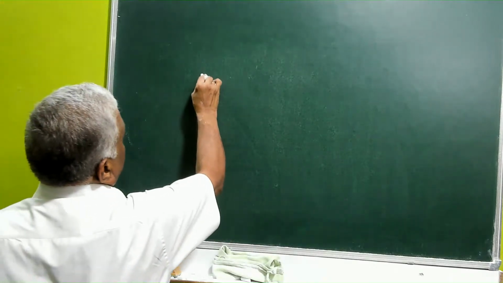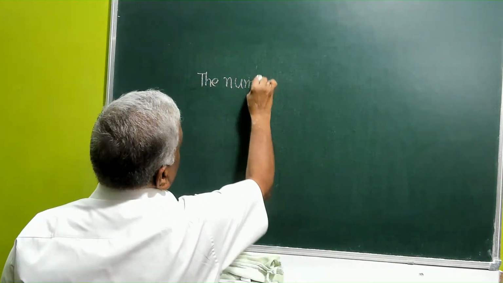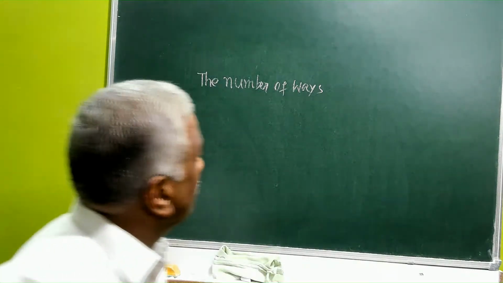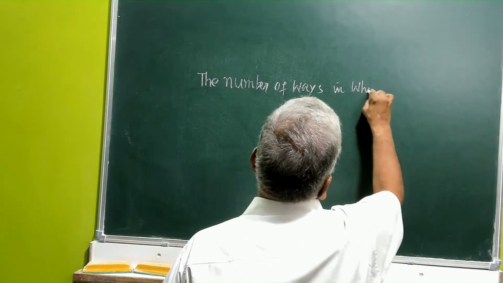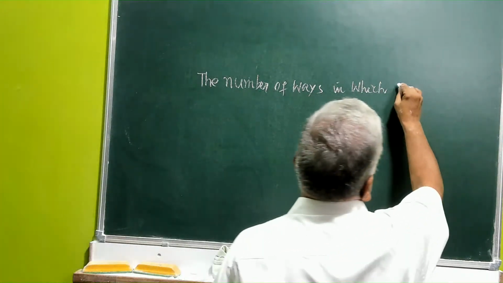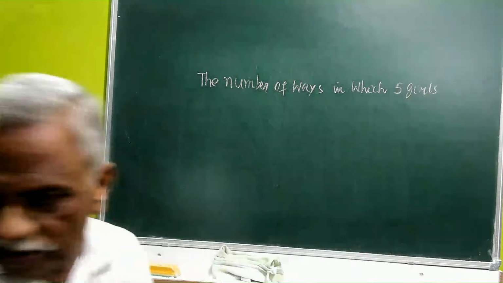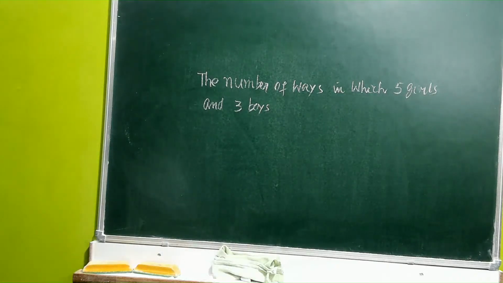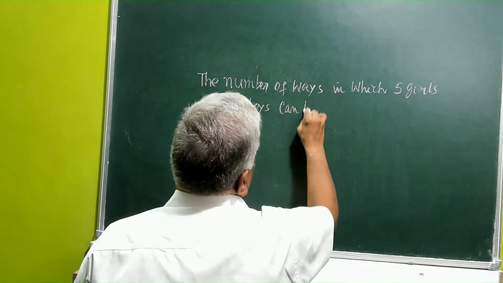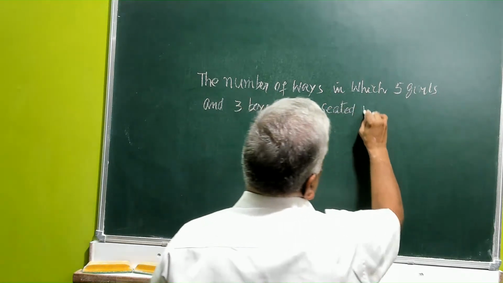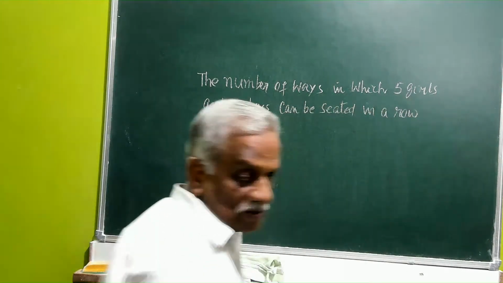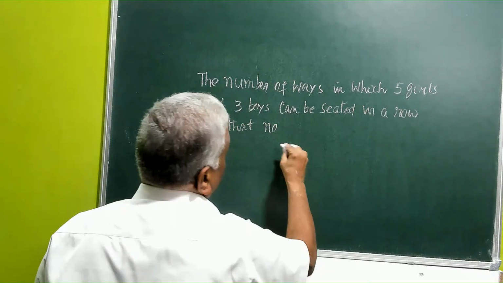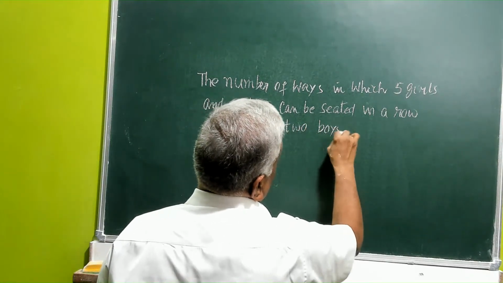This is a problem from CET. The number of ways in which 5 girls and 3 boys can be seated in a row, so that no 2 boys are together.